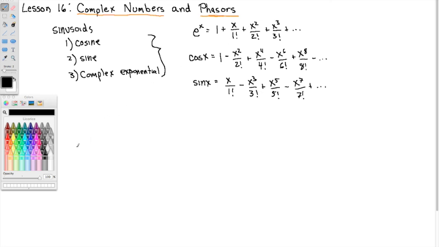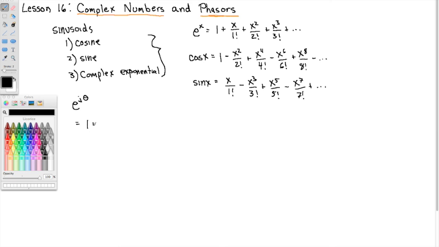Well, instead of e to the x, I saw that I had something like e to the j omega t, but let's call it e to the j theta. The fact is that we had an imaginary power, e to the j times something. So let me, using the Taylor series expansion, expand e to the j theta.